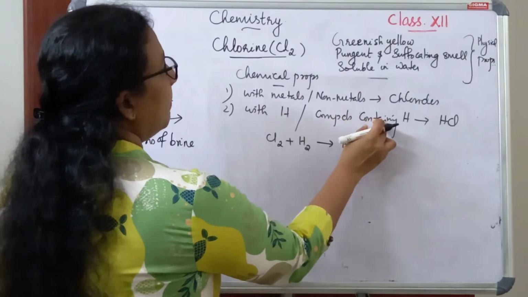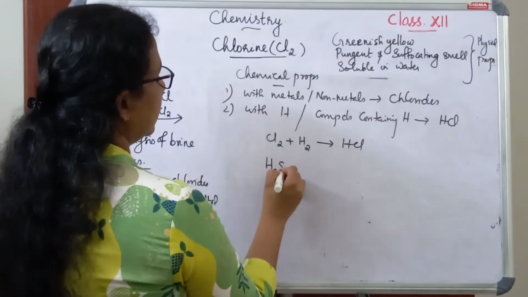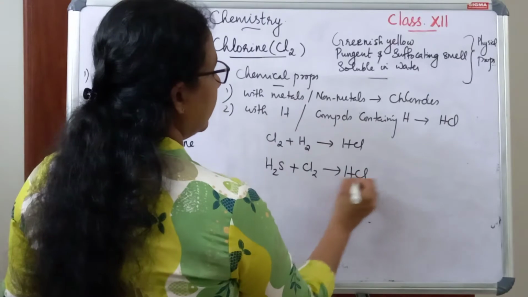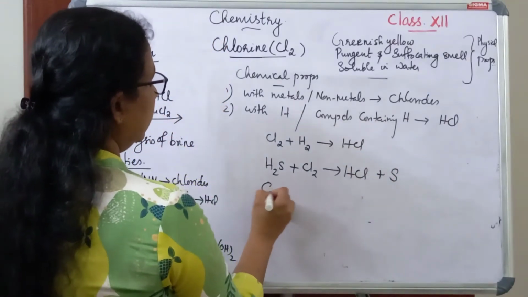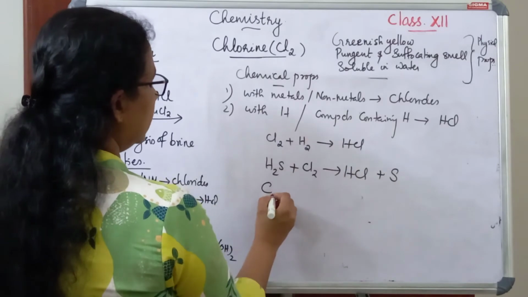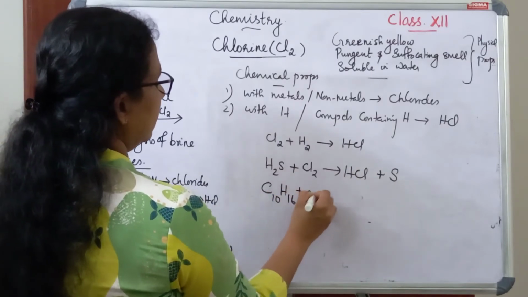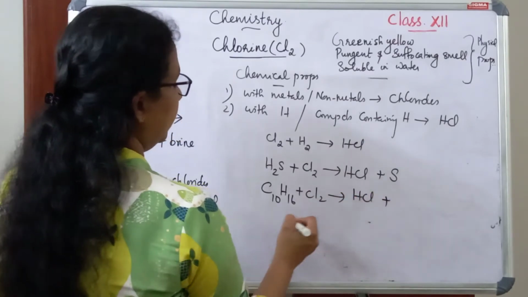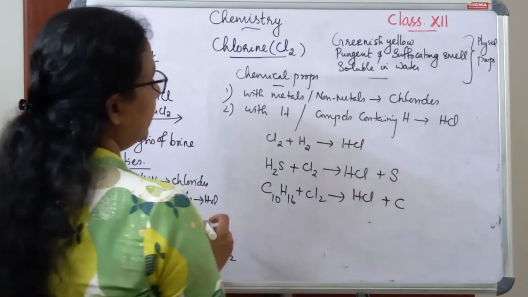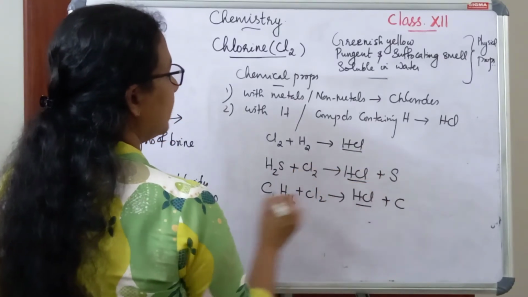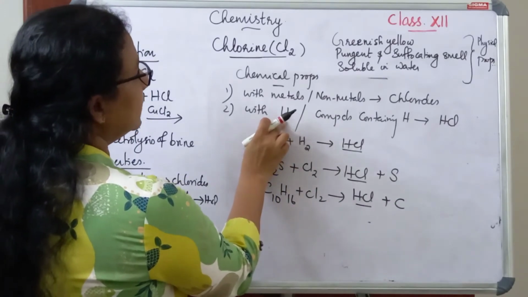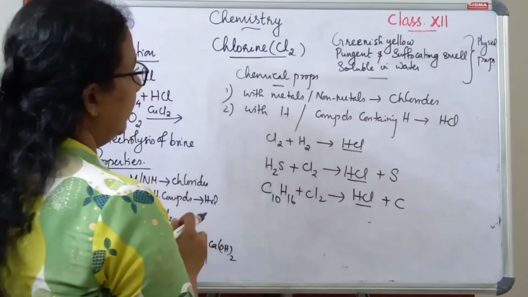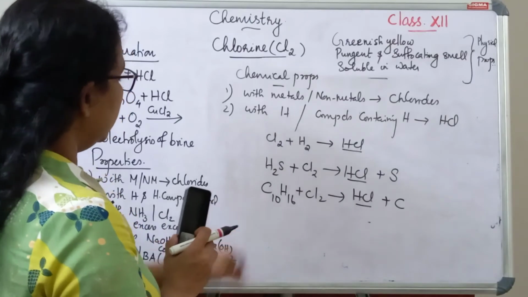Now let us write a compound containing hydrogen, H2S, plus chlorine. It produces HCl and S. Then another compound containing hydrogen, that is C10H16, with chlorine. Here also we will get hydrogen chloride plus carbon. So in all these cases we can see HCl is produced. It has greater affinity with hydrogen and compounds containing hydrogen, so it produces HCl in all these cases. These equations are also to be balanced.